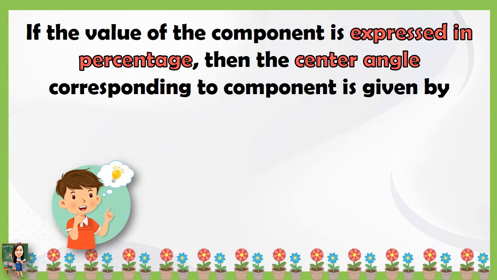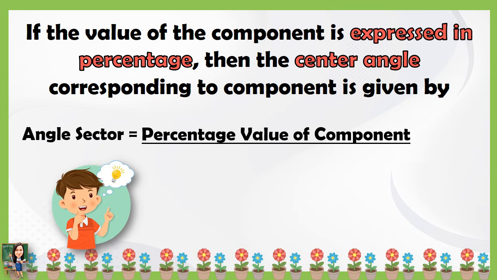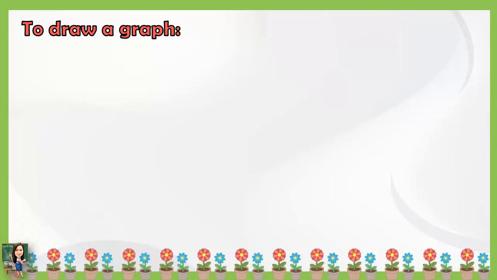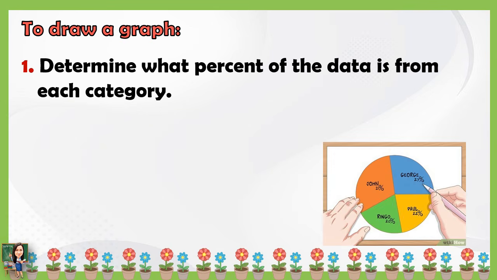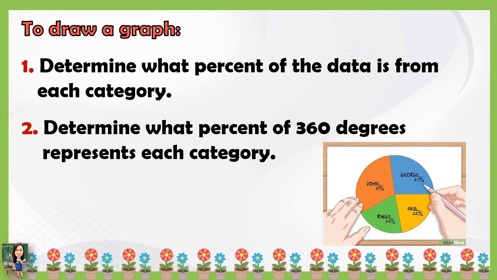If the value of the component is expressed as a percentage, then the center angle corresponding to the component is given by: angle of sector equals percentage value of component divided by 100, times 360 degrees. To draw a graph, first, determine what percent of the data is from each category. Second, determine what percent of 360 degrees represents each category. And third, divide up the circle.